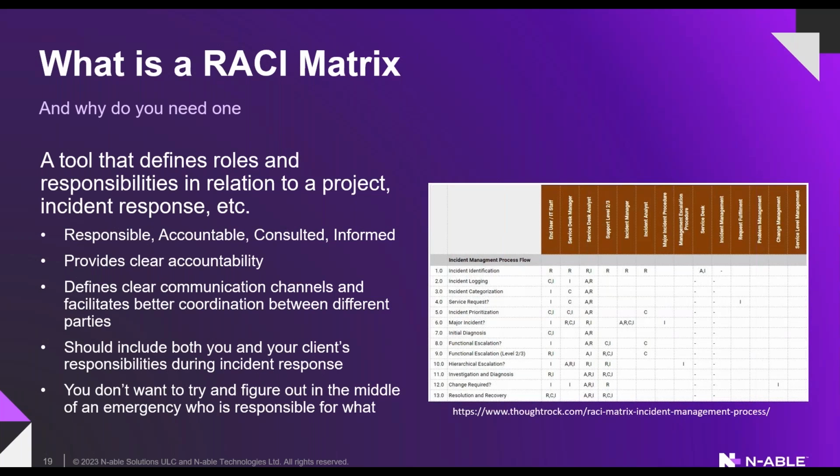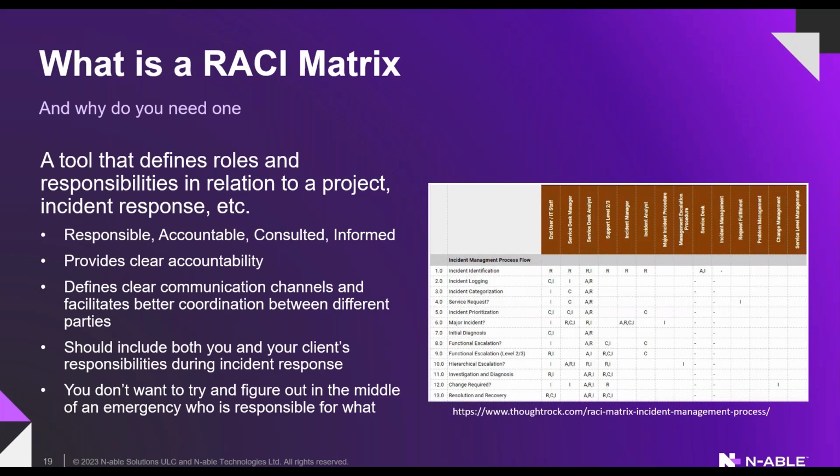Another thing you're going to need, that you probably should have, even if cyber liability insurance or data breach insurance was not part of the questions, you would probably still want a RACE matrix. A RACE matrix is a very useful tool for defining and clarifying roles and responsibilities of individuals or teams in regard to specific projects or events. And RACE is just responsible, accountable, consulted, and informed.